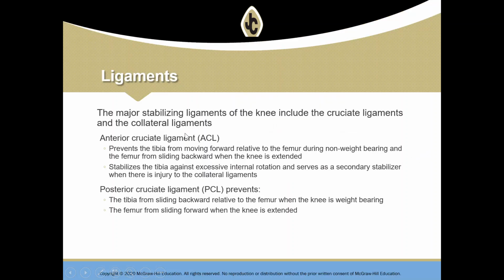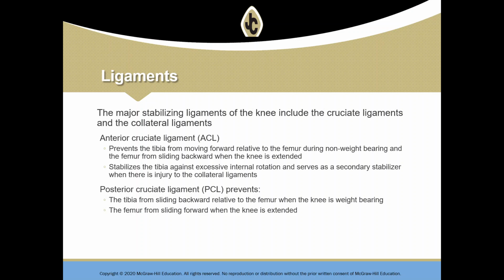Okay, ligaments. The major stabilizing ligaments of the knee are your cruciate and collateral ligaments. We have two cruciate ligaments, your anterior cruciate, which a lot of people know more about, more so than the posterior cruciate. The ACL prevents the tibia from moving forward relative to the femur during weight bearing. So it's basically keeping the femur from sliding backward when the knee is extended.